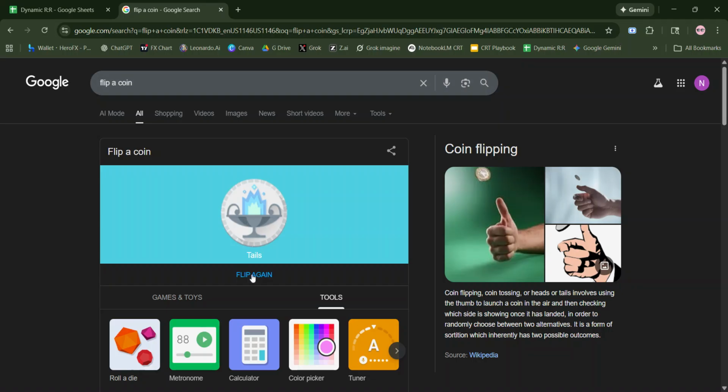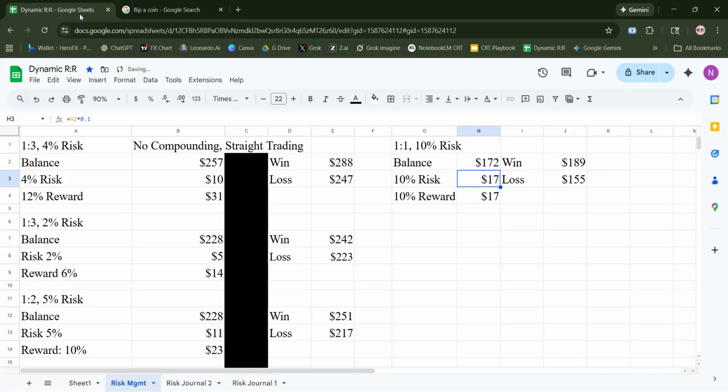And last but not least, trade number 10 was another loser. So we got 247 there, 223 here, 217 there, and 155 for the 1-to-1. Okay, so after 10 trades, this trader made $47, this trader made $23, this trader made $17, and this trader lost, was that $45, I think, if my math is right. I'm not a big math person.